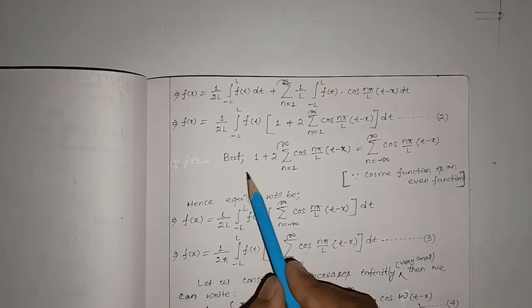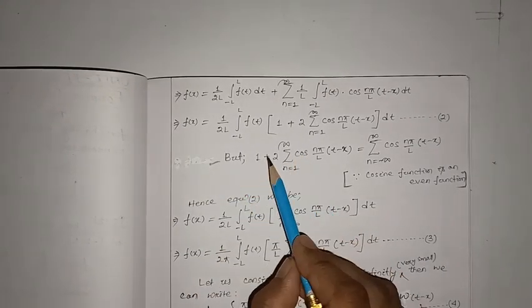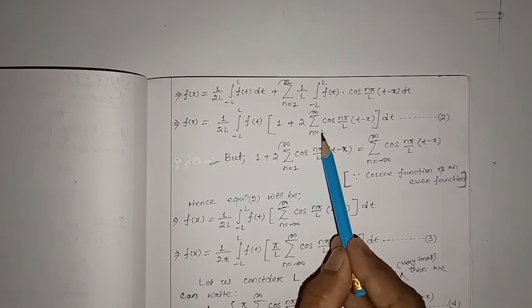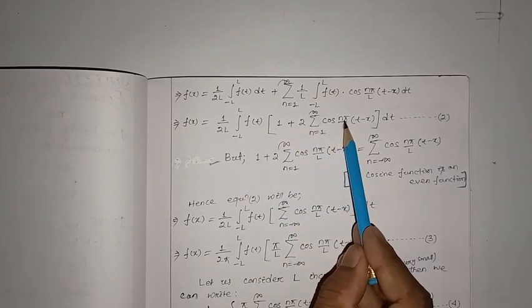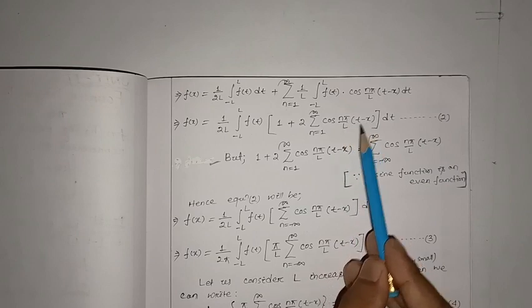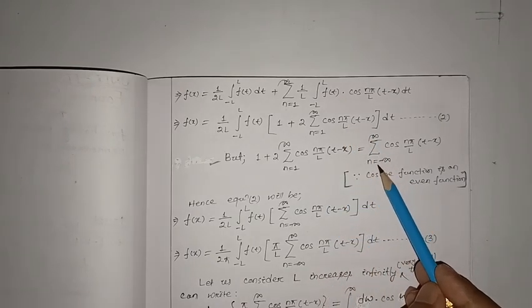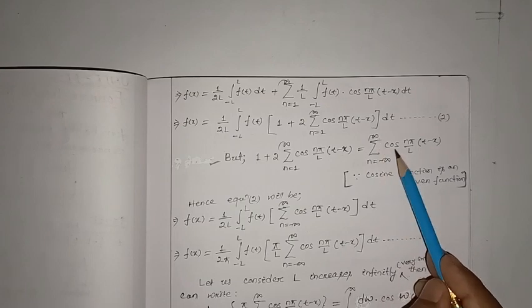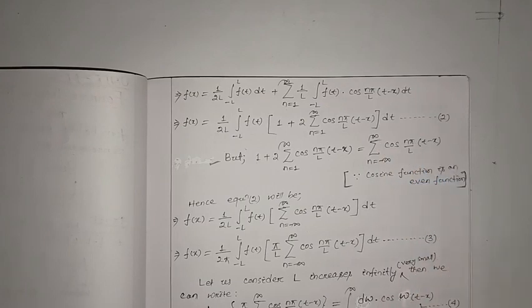Now this is the important step: 1 plus 2 summation from 1 to infinity cos((nπ/L)(t minus x)) will be written as summation over n equal to minus infinity to plus infinity of cos((nπ/L)(t minus x)).